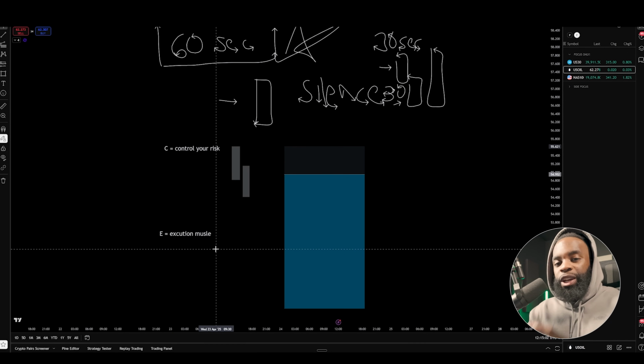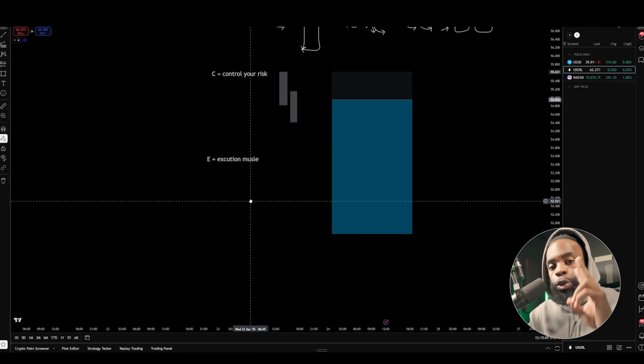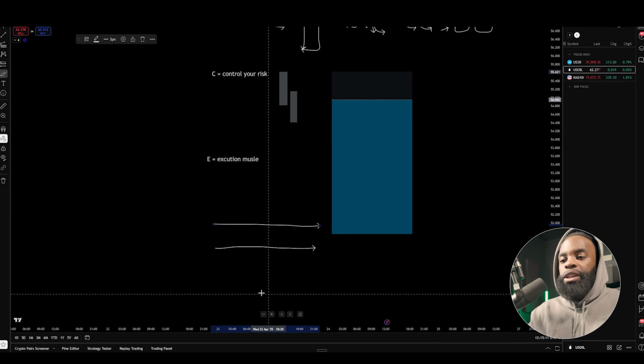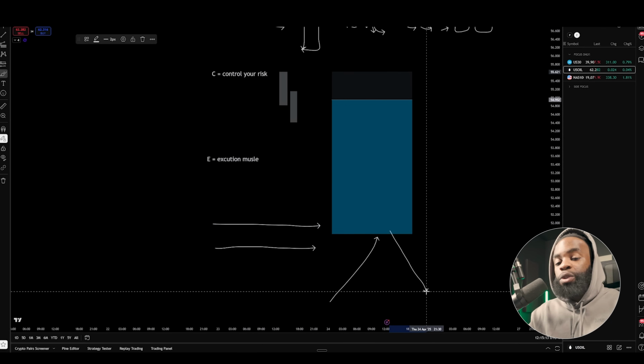Do not rethink your entries. Focus on 2 setups. One of the setups we're going to be paying attention to is a range. The other setup we're going to be paying attention to is a trend-based setup.